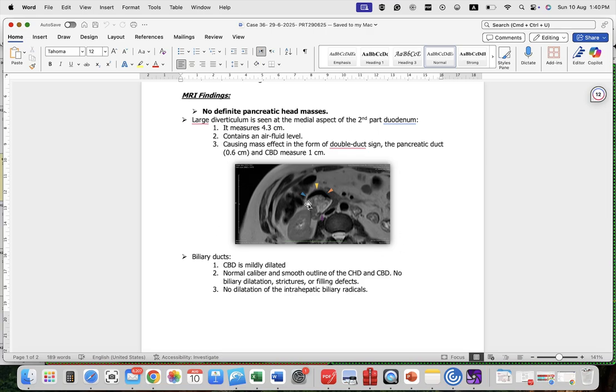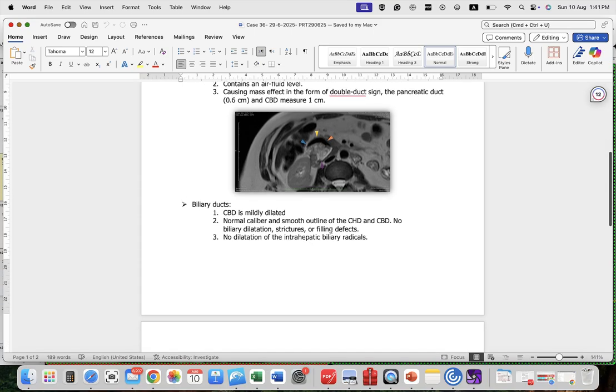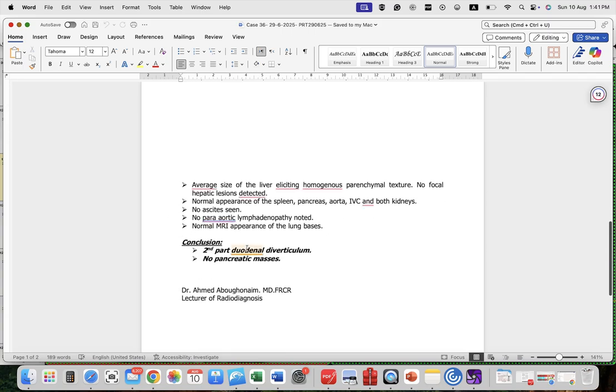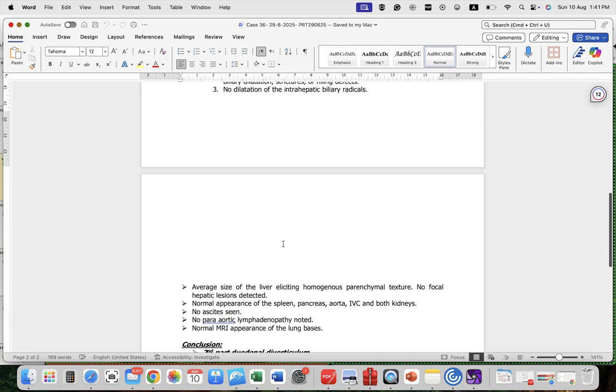We attach the image to the report and draw some arrows on the lesions. Okay, biliary duct dilatation, and this is the diverticulum at the second part of the duodenum in your conclusion.